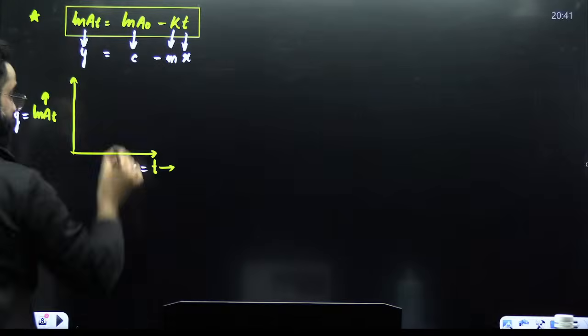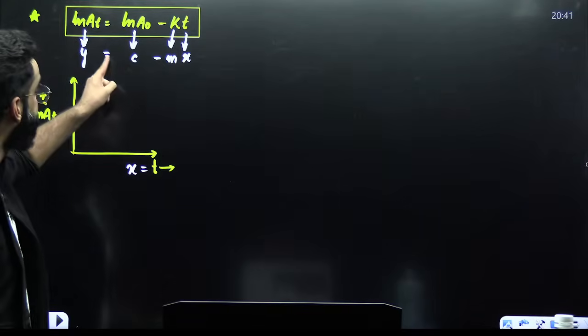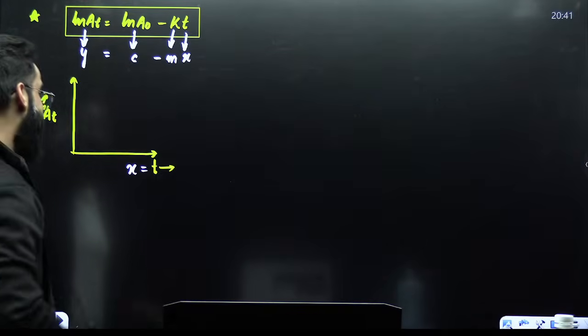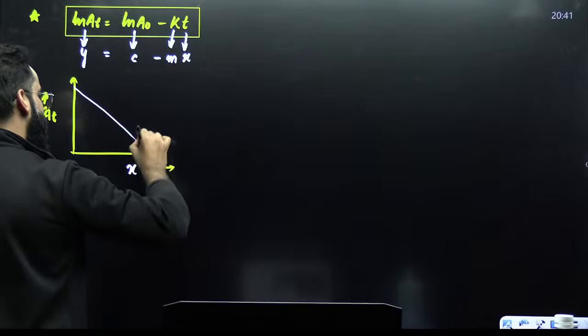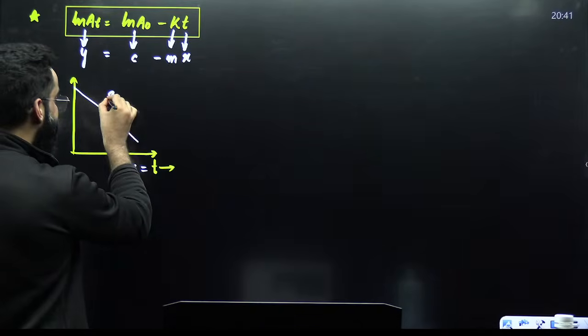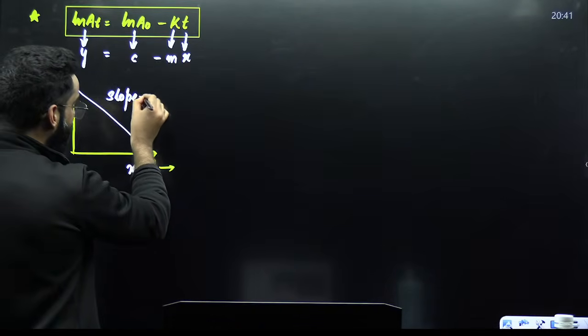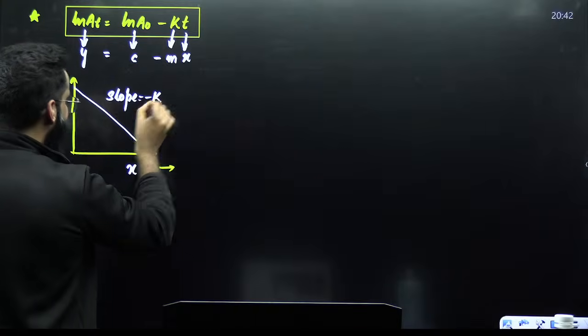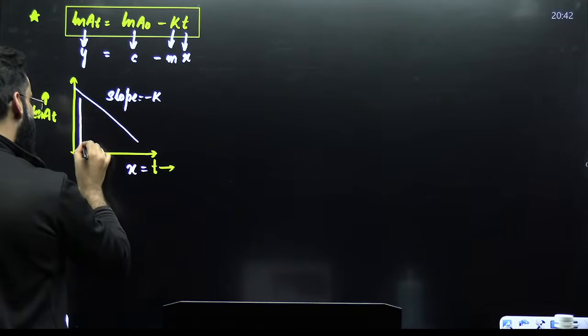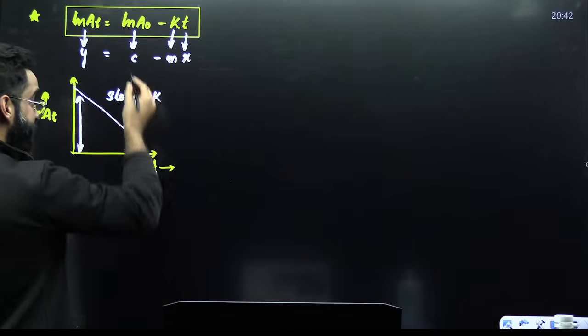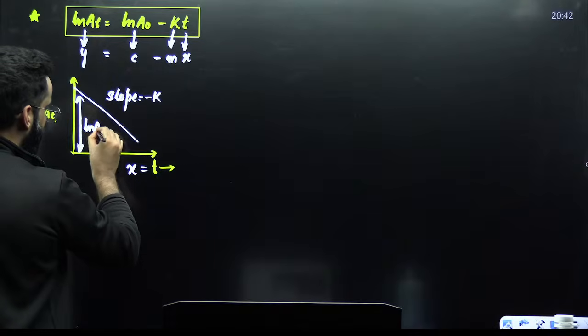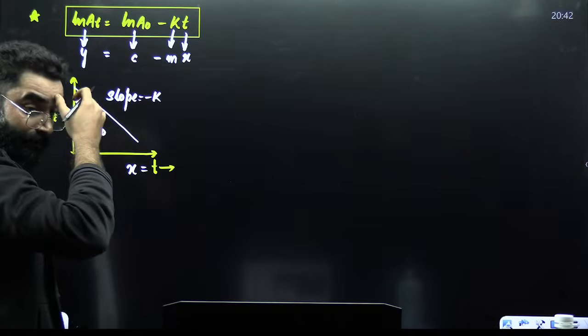And here it's equal to. The equation format is y is equal to minus mx plus c. A few minutes back I showed you it's a straight line with negative slope. If you ask me about its slope, it means minus k here. And the distance from here to here is what I call the intercept, which I denote with c, and c is equal to ln of a naught when you compare.